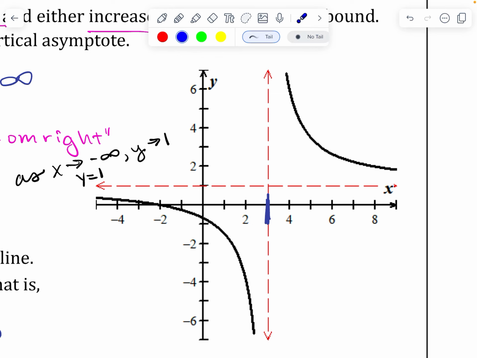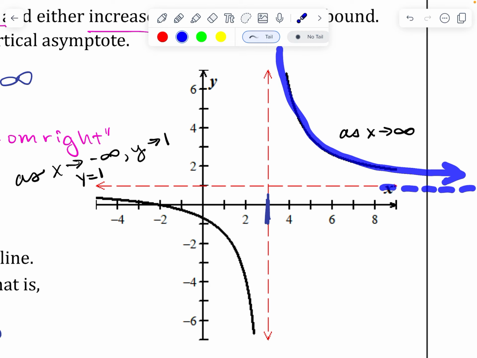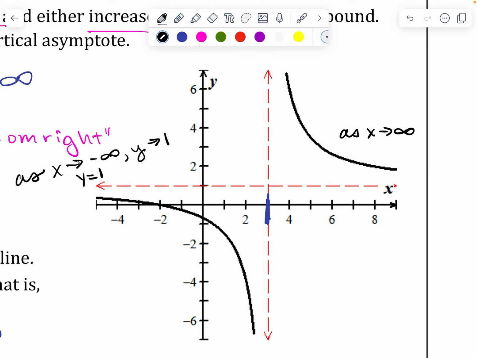Okay, same thing here. If I'm looking at this asymptote, let's look to see what's happening as x approaches positive infinity. So as x approaches positive infinity, we're looking to see what those values of x are doing. Let's look to see what the f of x is doing, which is this graph. As x gets bigger and bigger and bigger to infinity, this is also approaching that y value of 1. So we say y approaches 1 as well.